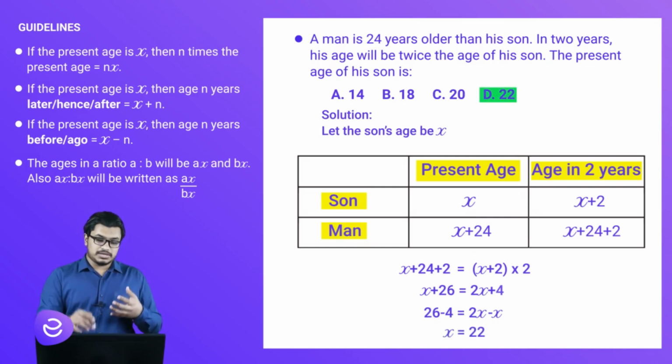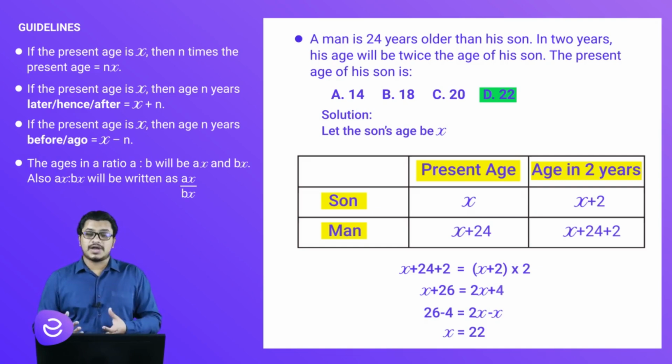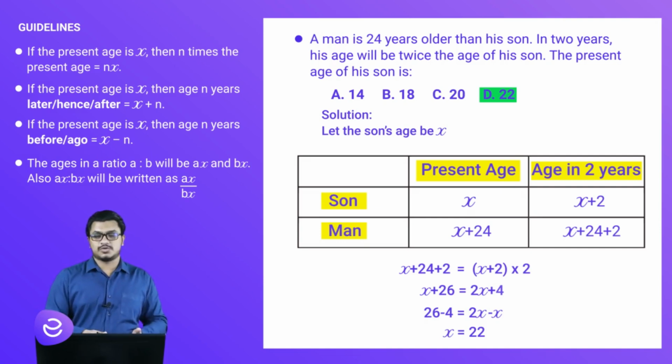So here they have told us to find out the present age of the son. So present age of the son we took as x, then x we have solved as 22. So the present age of the son will be 22.